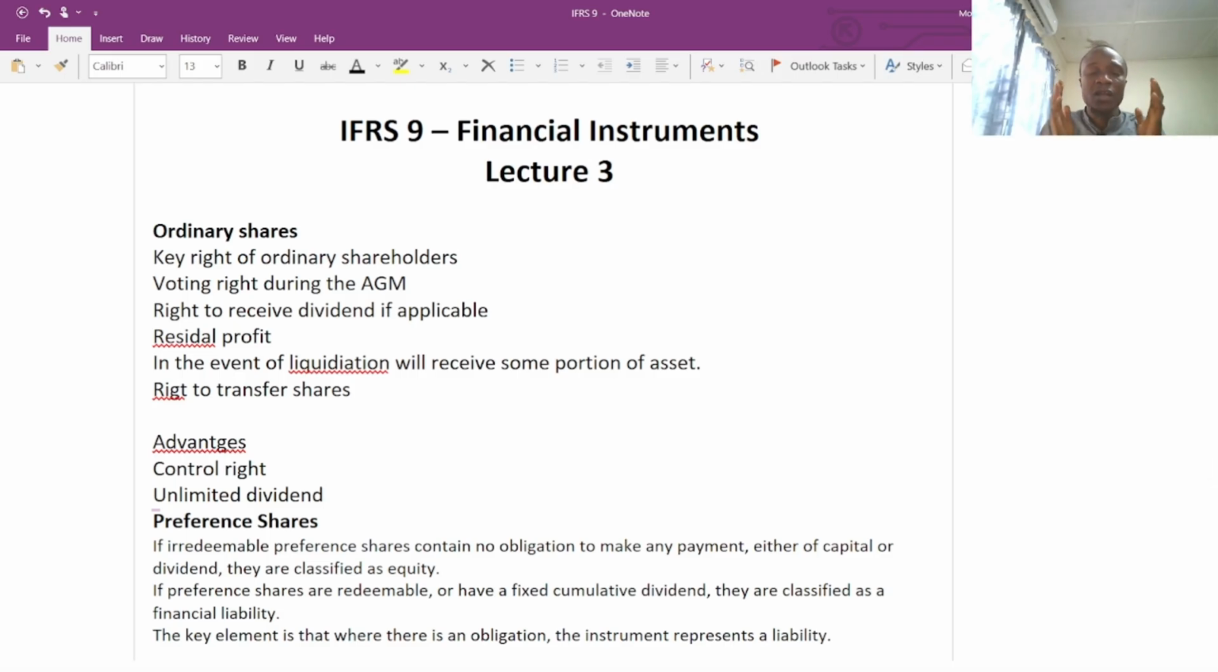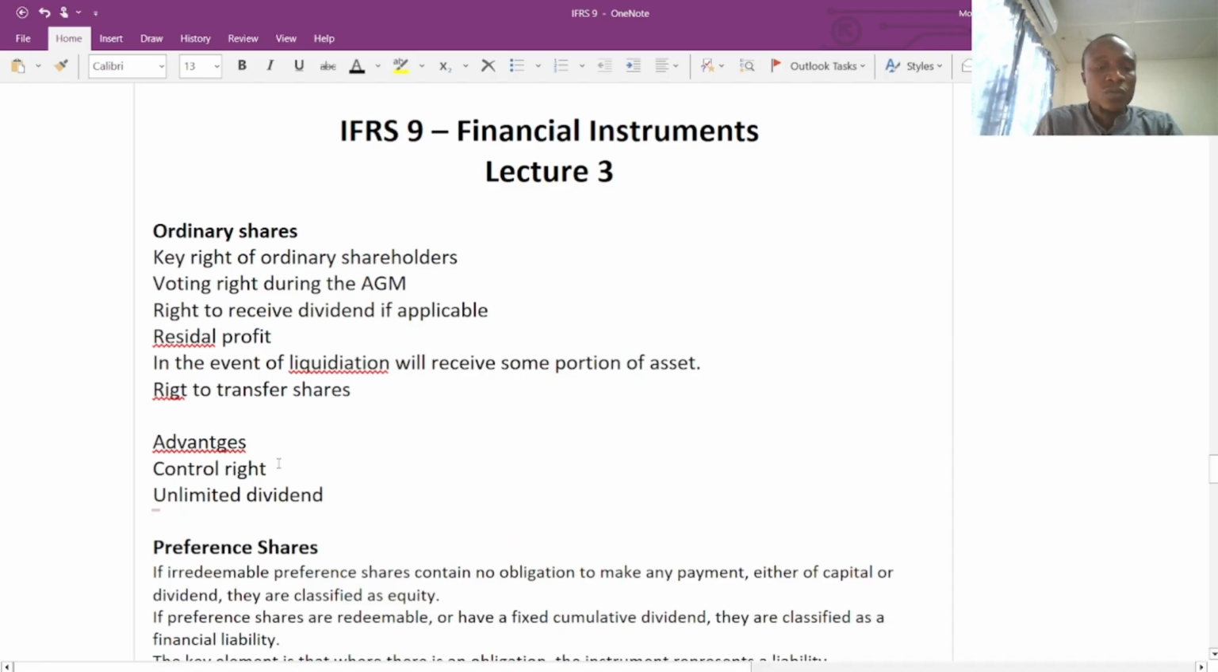As far as you are an owner, you have the stake in X, Y, and Z company, you will have the right to receive dividend at any point in time, provided that dividend will be issued out on that particular period or year, whichever.